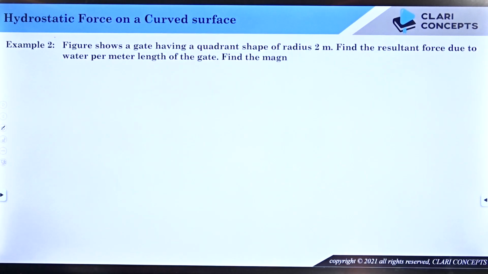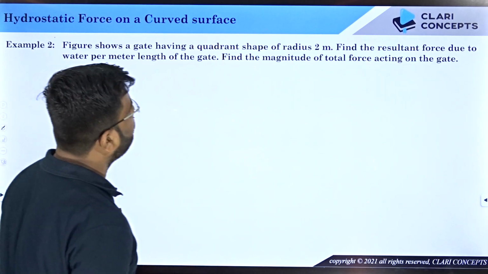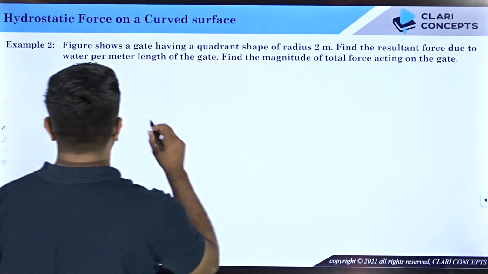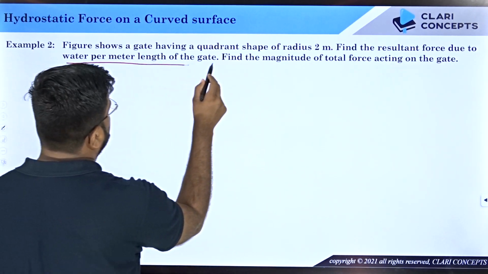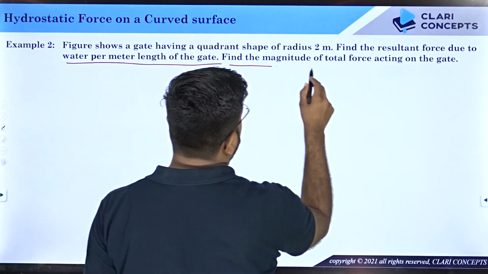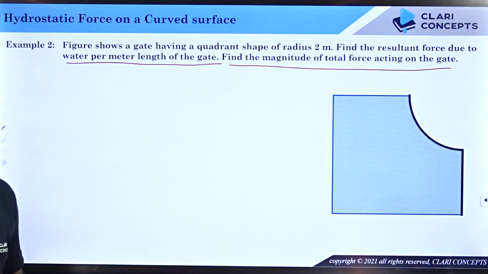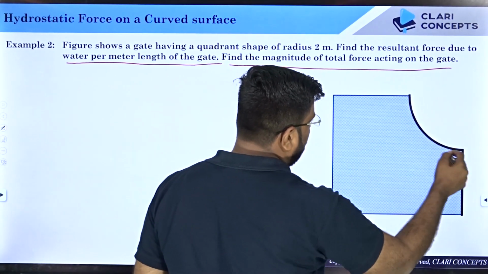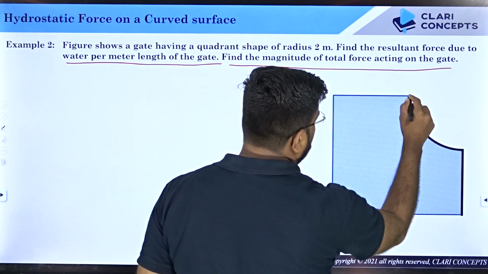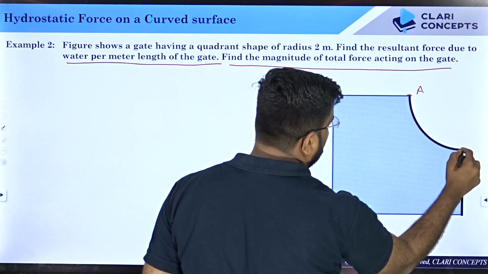Figure shows a gate having a quadrant shape of radius 2 meter. Find the resultant force due to water per meter length of the gate. Find the magnitude of total force acting on the gate. See, you have been given a different category of gate. This is the quadrant given to you. Here is the water. So let us say this is segment A and B.